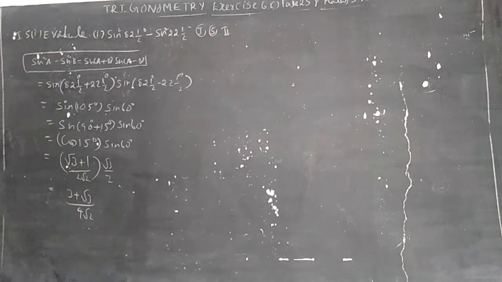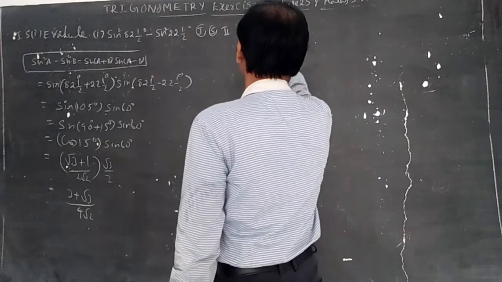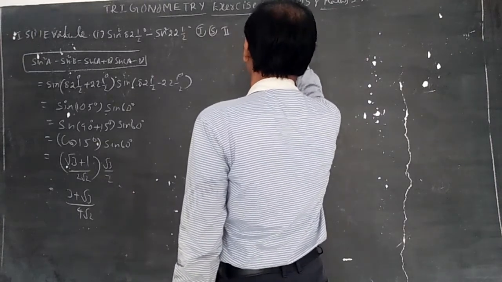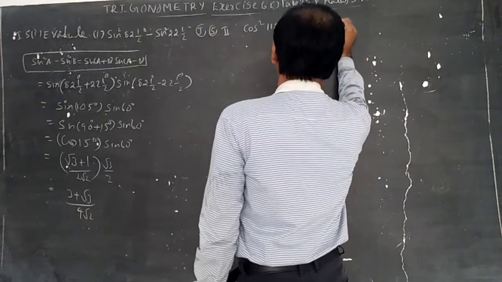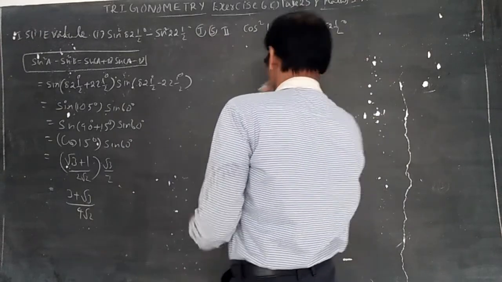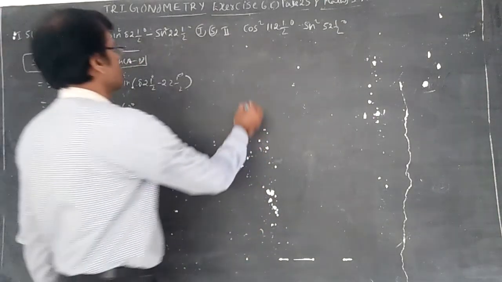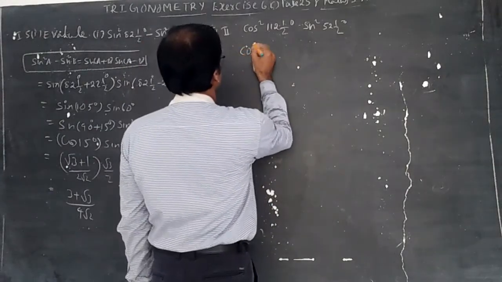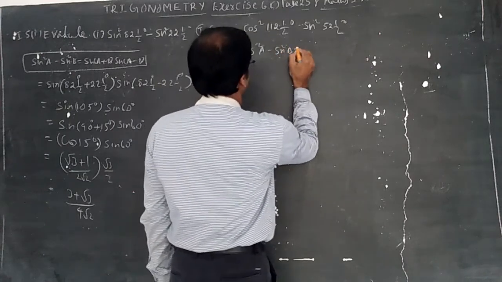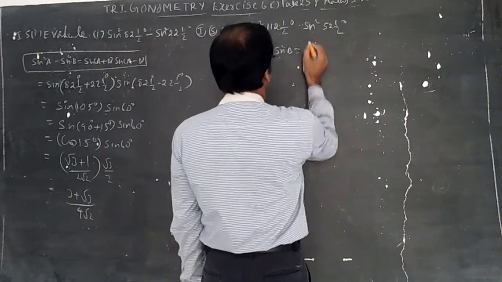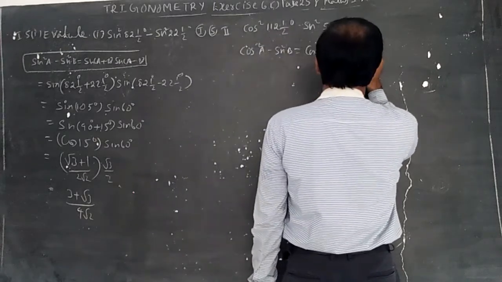Cos square 112 and half minus sin square 52 and half. Remember the formula: cos square A minus sin square B formula is cos of A plus B into cos of A minus B.